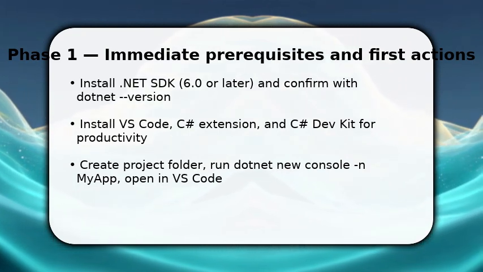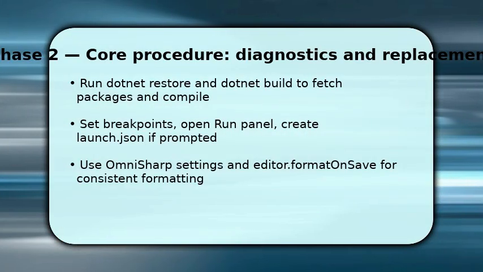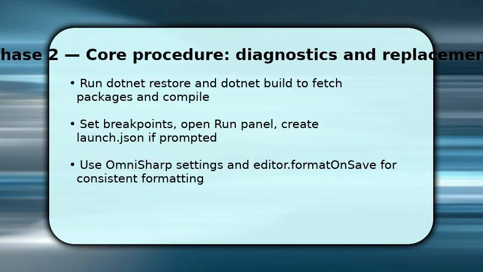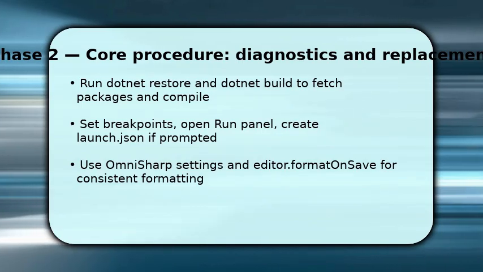Next, you solidify the workflow by restoring and building. dotnet restore then dotnet build, so dependencies and compile errors appear early. Configure debugging. Set breakpoints in code, open the run view, and let VS Code create launch.json when asked. Once created, customize the program path and console type.